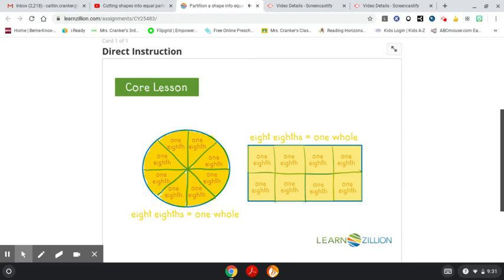These are 2 different shapes that have 8s inside of them. Any whole partitioned into 8 equal size shares will have each region described as 1/8, no matter what the shape of the whole looks like.